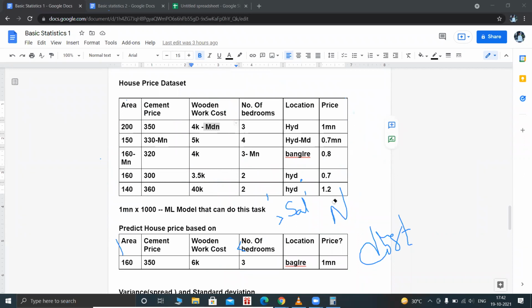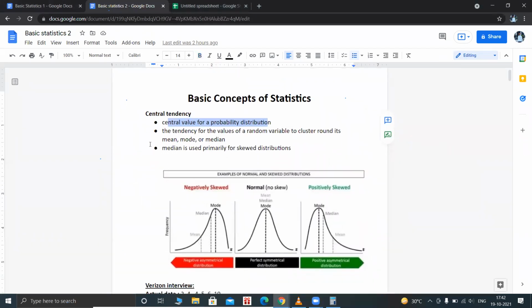Okay, so let me go to the theoretical part that we have for today. So now see here, guys. The central tendency will tell us where the actual data lies within the range, right? It is the tendency of the values of a random variable to cluster around its mean, median or mode.